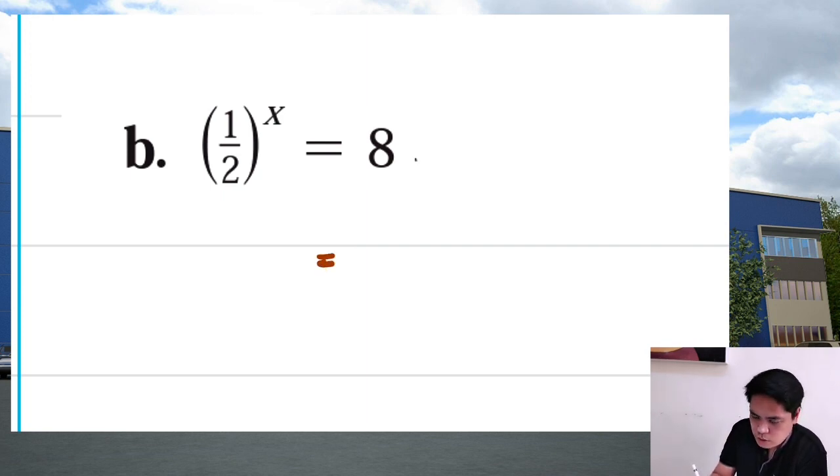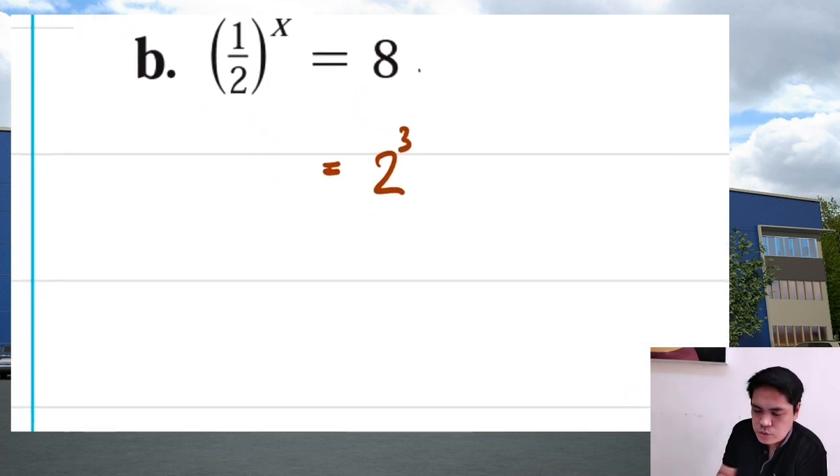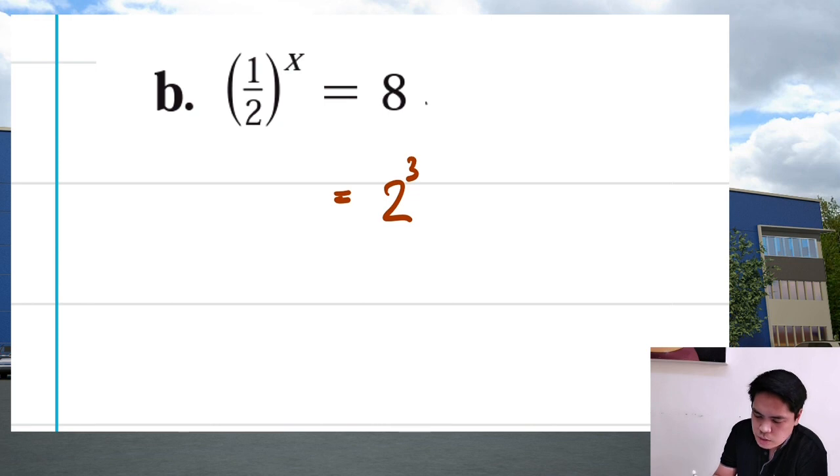I could write 8 as 2 raised to 3, diba? 2 times 2 is 4 times 2 is 8. So, 2 raised to 3. But the base here is 1 half. Pero reciprocal siya. So, therefore, pwede natin i-flip siya into 2 raised to negative 1. That's 1 half, diba? Then raised to x.